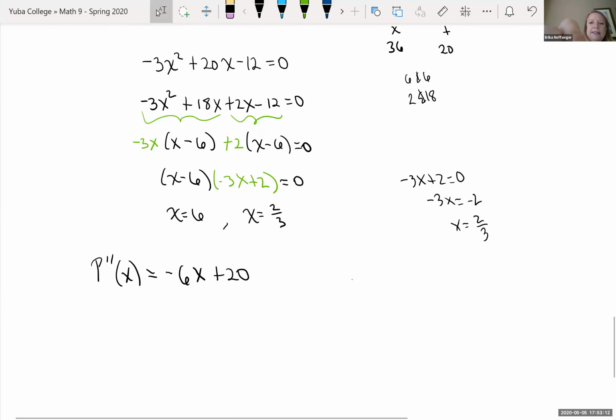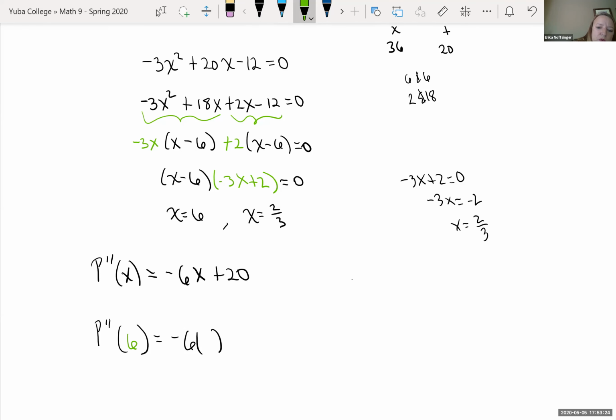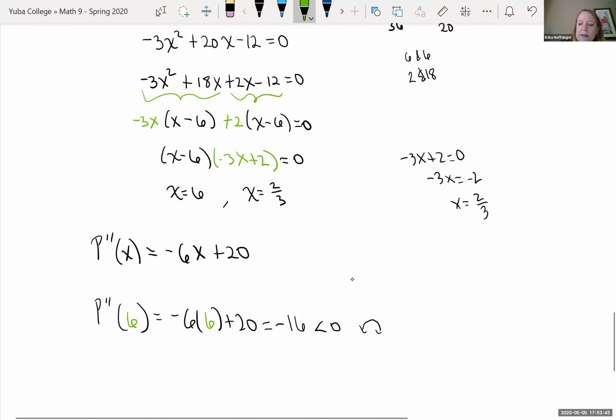So if we plug in 6, we want to see if this is a positive number or a negative number. So -6 times 6 plus 20. Well, that's -36 plus 20, which is -16. This is less than 0. It was concave down here then. And that means that x equals 6, a max occurs.